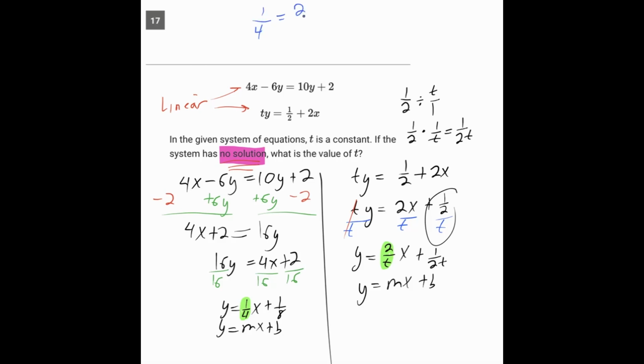1/4 equals 2 over t. And you can see that there's a multiple of 2. So this is going to be 8. Or you could cross multiply. 1 times t equals 2 times 4. Either way, you get t equals 8. And that's our answer for number 17.